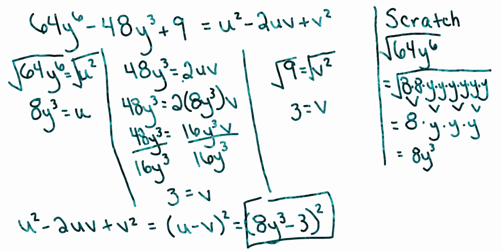If you factor this, you would get the quantity 8y cubed minus 3 squared.